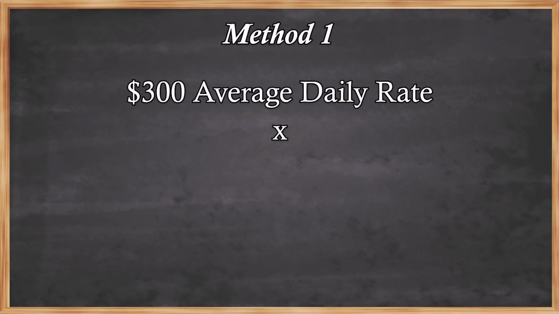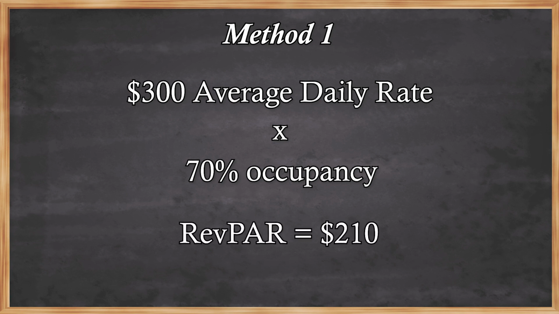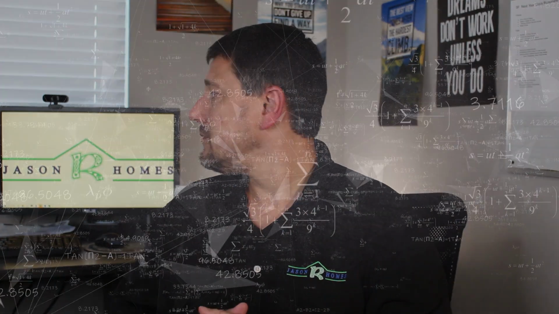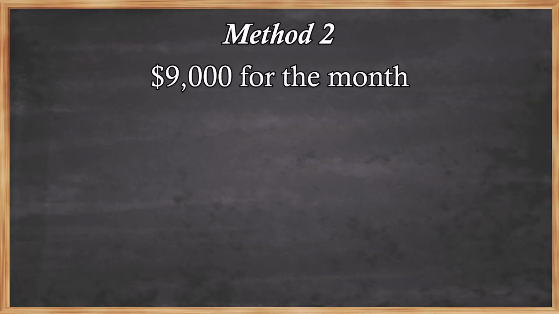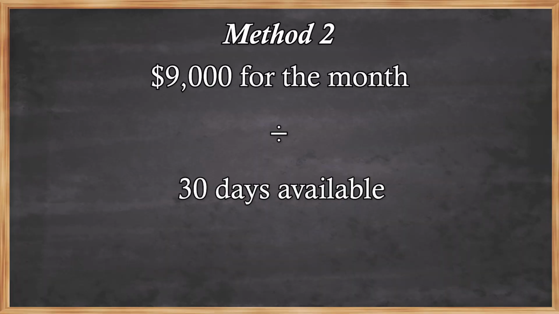So here's a breakdown. Two ways of doing it. Say we had a $300 average daily rate during the time, and we had 70% occupancy. So 300 times 0.7 is $210. So our RevPAR is $210. Whew, I got that right. Here's the other way of doing it. I made $9,000 last month. The house was available 30 days because it's 30 days in a month. This month at least. I know some have 31, some have 28.